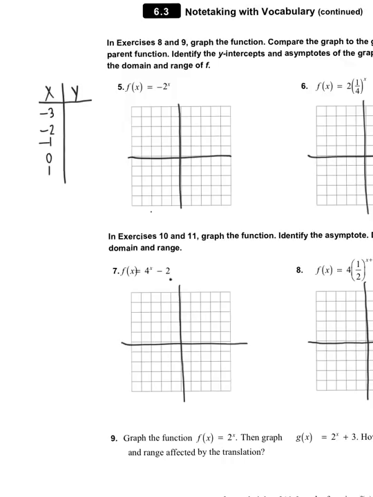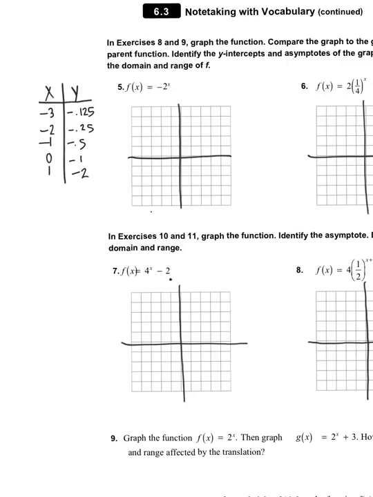So if I was to plug in -3, I would get -0.125. If I was to plug in -2, I would get -0.25. If I was to plug in -1, I would get -0.5. If I was to plug in 0, I'd get -1. And if I was to plug in 1, I would get -2.